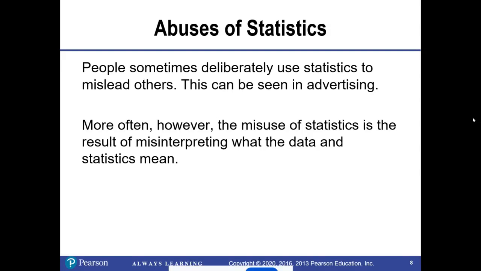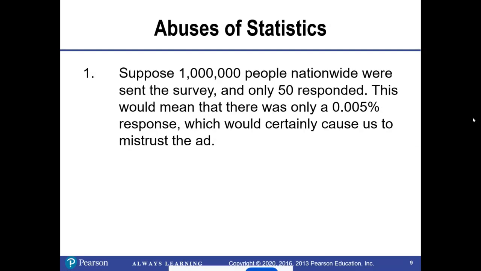Sometimes people will deliberately use statistics to mislead others. This can be seen in advertising. More often, however, the misuse of statistics is the result of misinterpreting what the data and the statistics mean. So, number one, let's say that 1 million people nationwide were sent a survey, but only 50 responded. This would mean that there was only a 0.005% response. So that would certainly cause us to mistrust the ad.